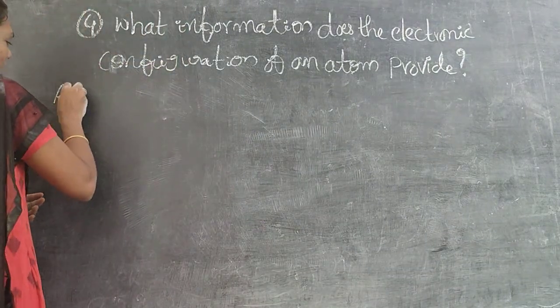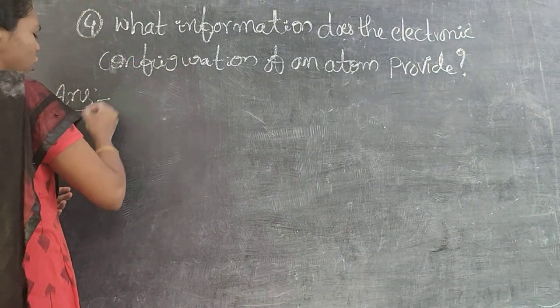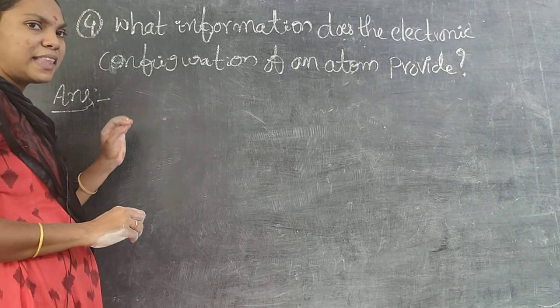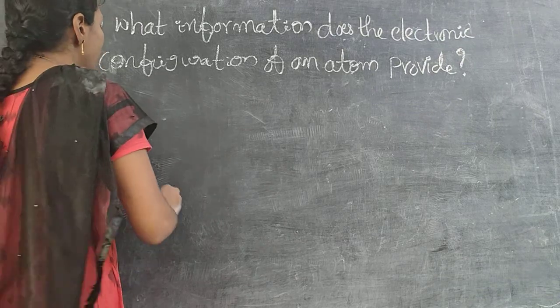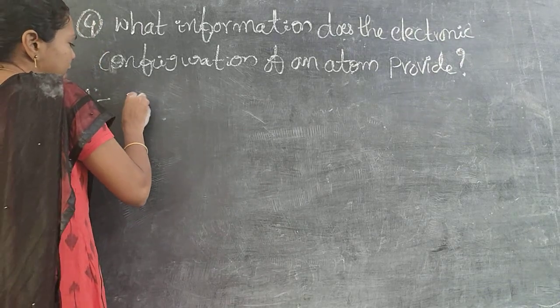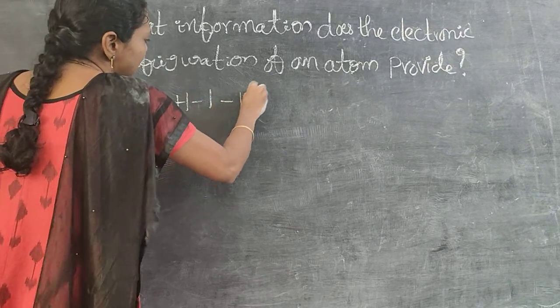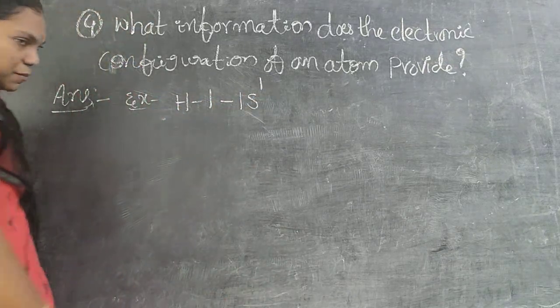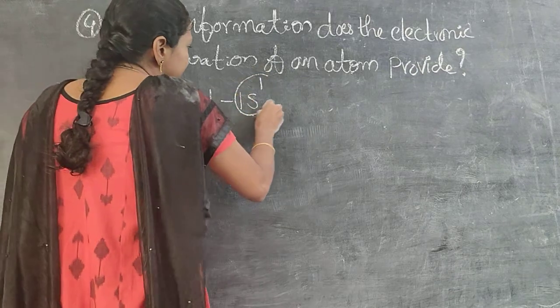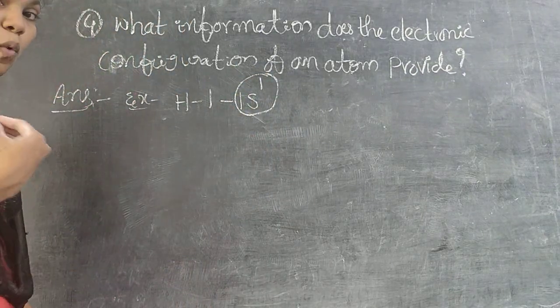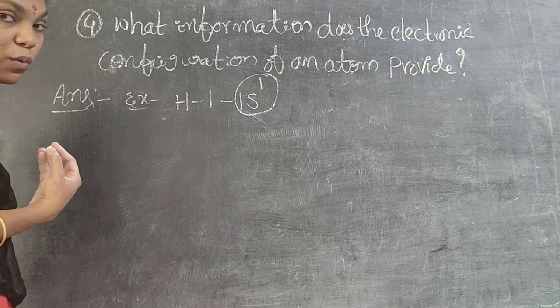You can write in your own way, no problem. What we said, you need not write exactly as is, but the concept is important. For example, take the hydrogen atom: atomic number is 1, electronic configuration is 1s1. By seeing this electronic configuration, what information do we get?